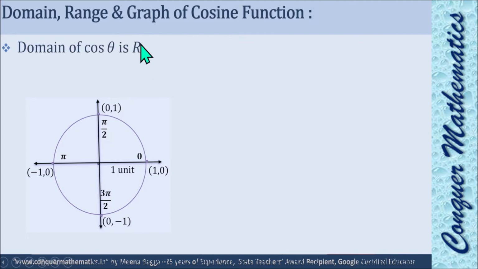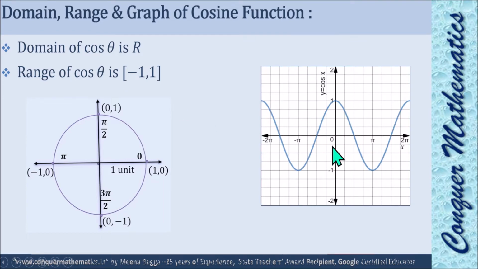That means domain of cos theta or cos x, whatever we can say, is nothing but R, set of real numbers. Now range. For range, you can see values of cos theta can only vary from -1 to 1. Okay, that means range will be again closed interval -1 to 1. In this way, you can remember that domain and range of sine and cosine function both are same. Okay, and its graph will be like this.